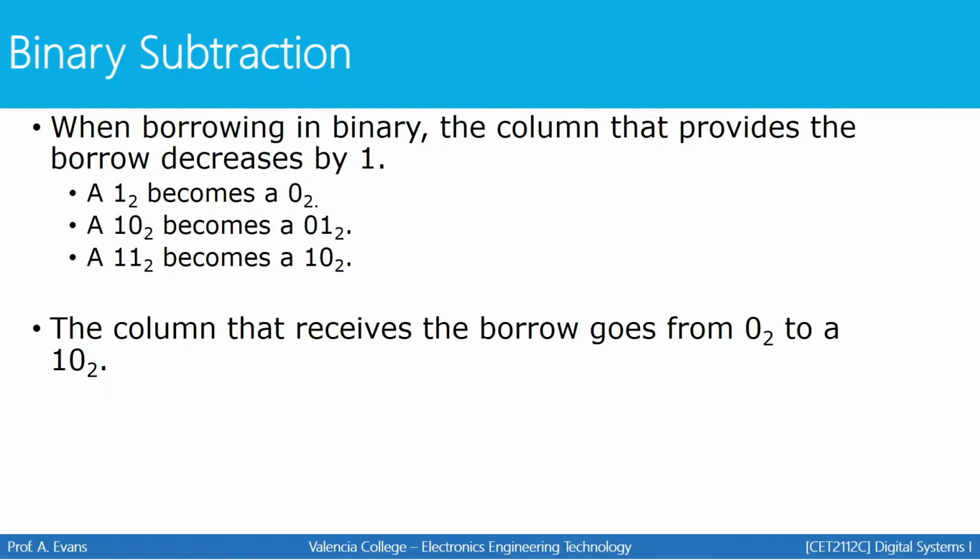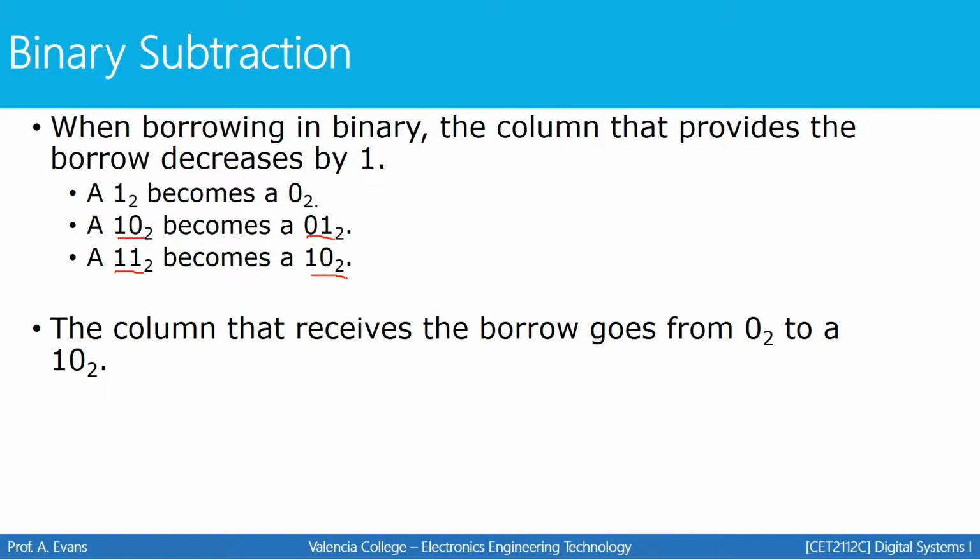If you're borrowing from a column that currently has a 1, 0, it will become a 0, 1. Remember, this is 2 in binary. 2 minus 1 is 1. This is 1 in binary. And if you're borrowing from a column that has a 1, 1, that's 3. 3 minus 1 would be 2. 2 is 1, 0 in binary.